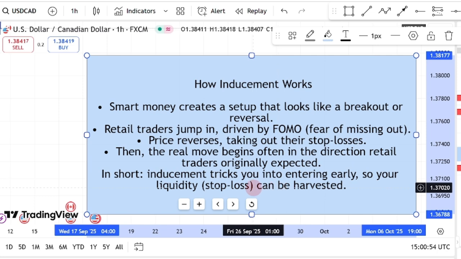So you can actually see how the market makers lure a lot of retail traders into taking early positions before the main setup. So let's head into chapter 3 of this section to understand this inducement properly.